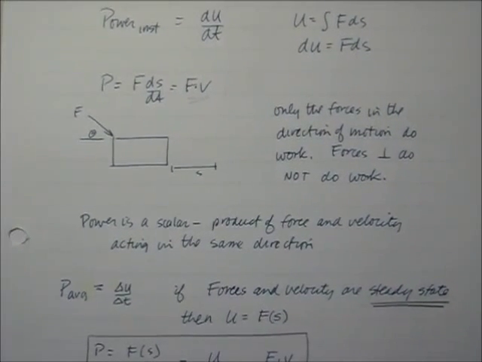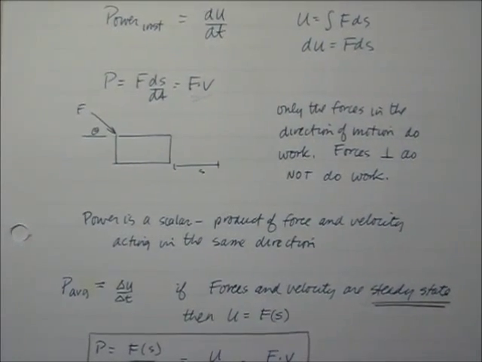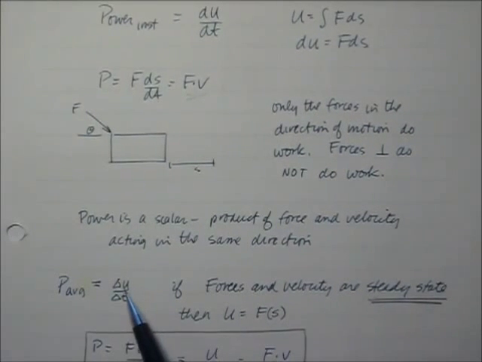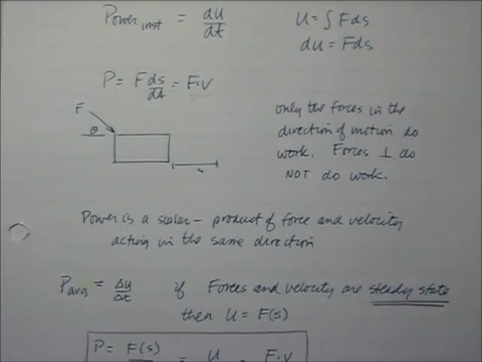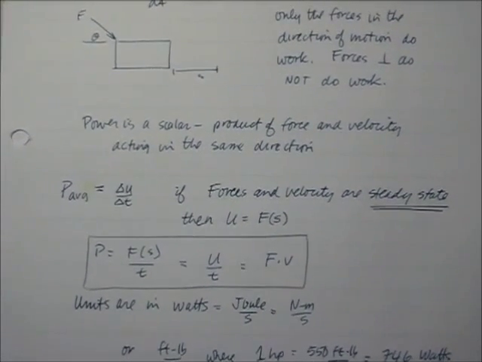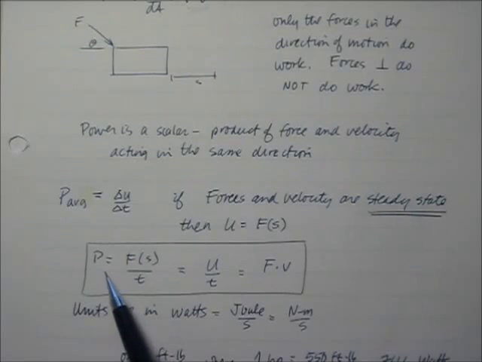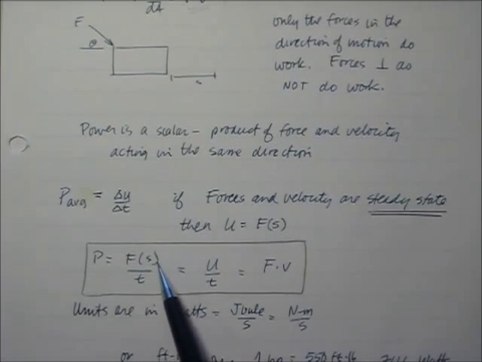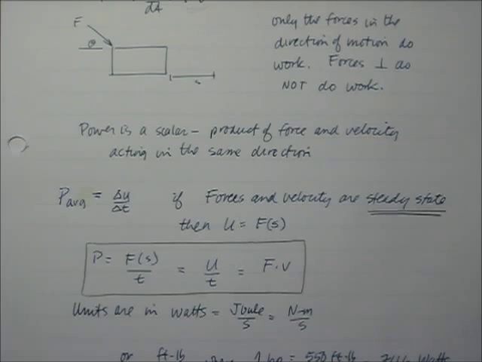Sometimes, in fact many times, we're concerned about the work that happens over a particular period of time. So our change in work, or delta work, the amount of work over whatever time we're considering, is equal to the average power. And if forces and velocity are steady state, then work is simply force times distance. If we put all those into one view, then power can be defined as force times distance over a time, which is equal to work over that particular time, or is equal to force times velocity. And we may find any of those expressions useful in solving a problem.